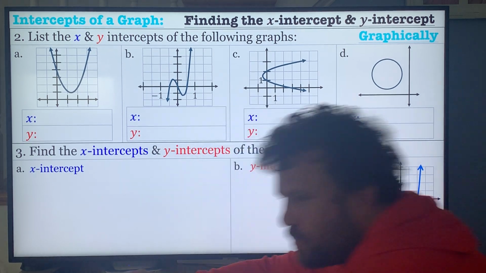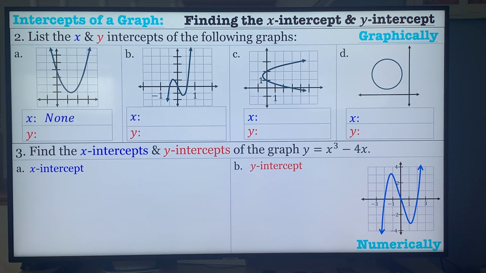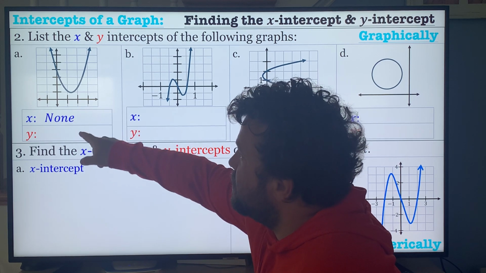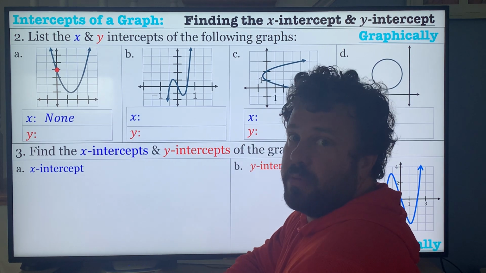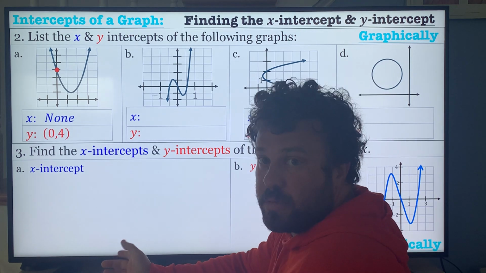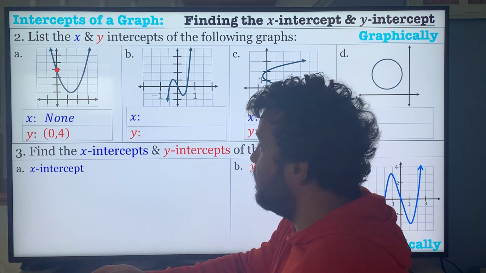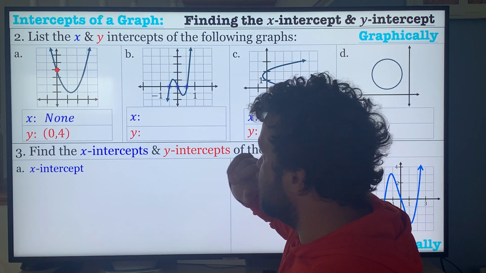Alright, so, next one, your x-intercept here, there is none, because this graph right here never crosses the x-axis. Y-intercept, 1, 2, 3, 4. So it would be 0 to the left and right, because y-axis always has an x value of 0, and then 4 up. This one right here, you can actually have 1, 2, 3 x-intercepts.